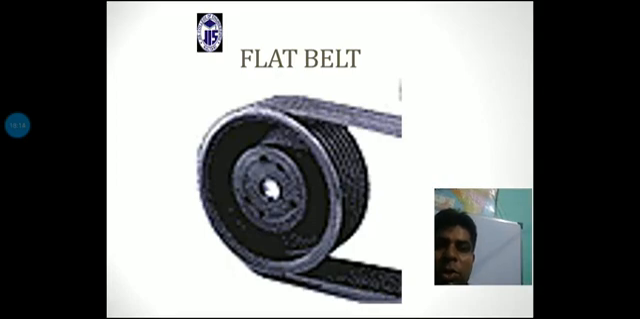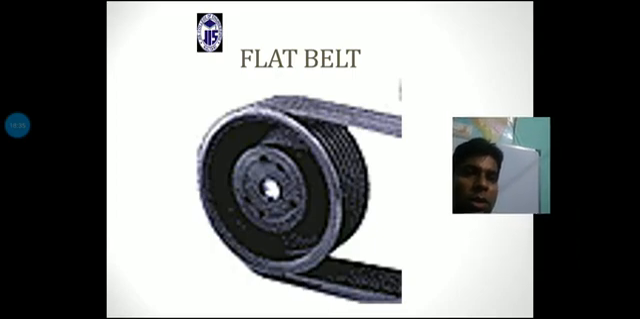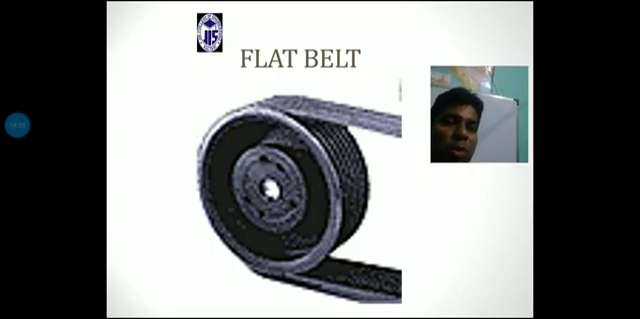Now next, that is actually the pictorial view of the flat belt, and that flat belt I already mentioned in the previous two slides. In this flat belt, the flat belt is wrapping over the entire surface of the pulley, so there will be a high possibility to slip or creep the belt. So one question will be there: what is creep of the belt?